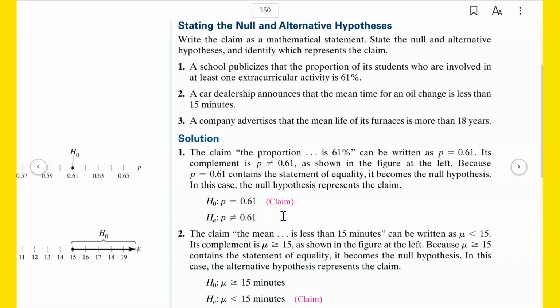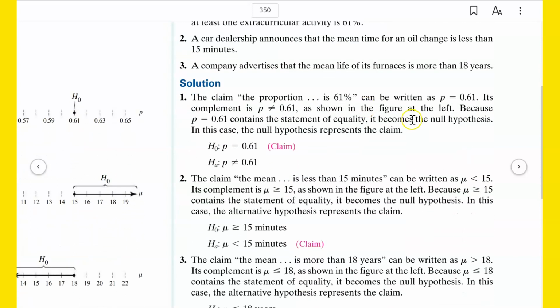All right, let's read number 2. A car dealership announces that the mean time for an oil change is less than 15 minutes. All right, so this time the claim is mu is less than 15. Okay, we have to make that the alternative hypothesis because it doesn't have an equal to in it.